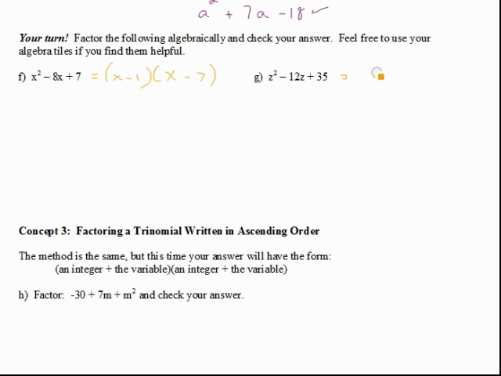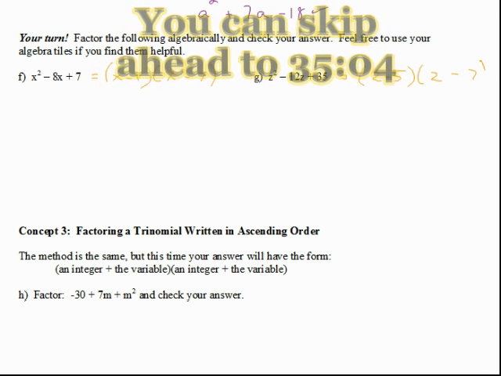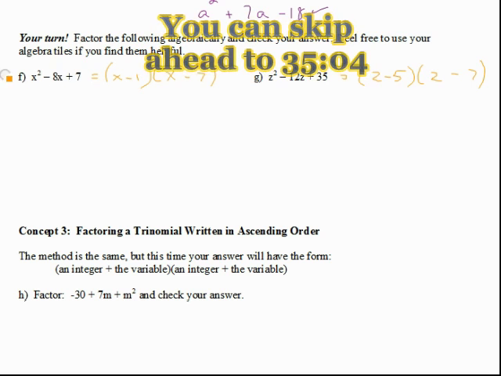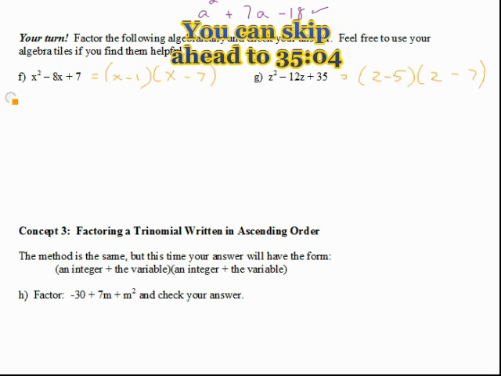And this is going to be z minus 5 times z minus 7. Okay? So you can skip ahead or you can watch. Product is positive 7, sum equals -8. So the only ways you can make 7 is 1 and 7 or -1 and -7. And because the sum is -8, we need to do this.